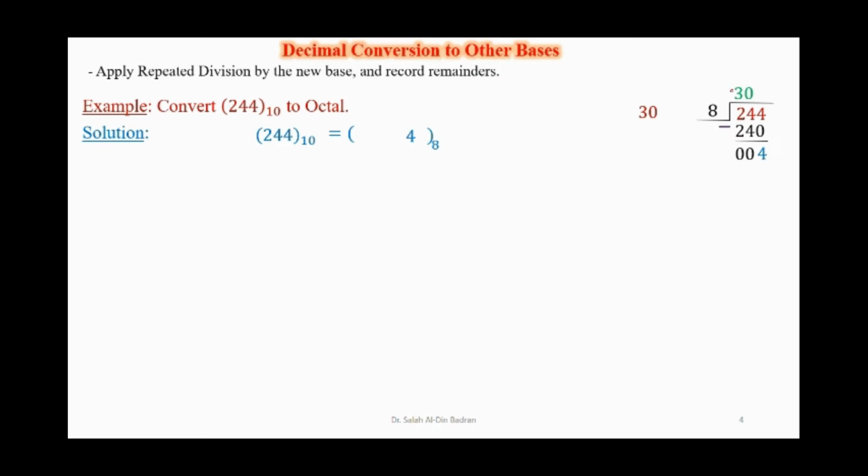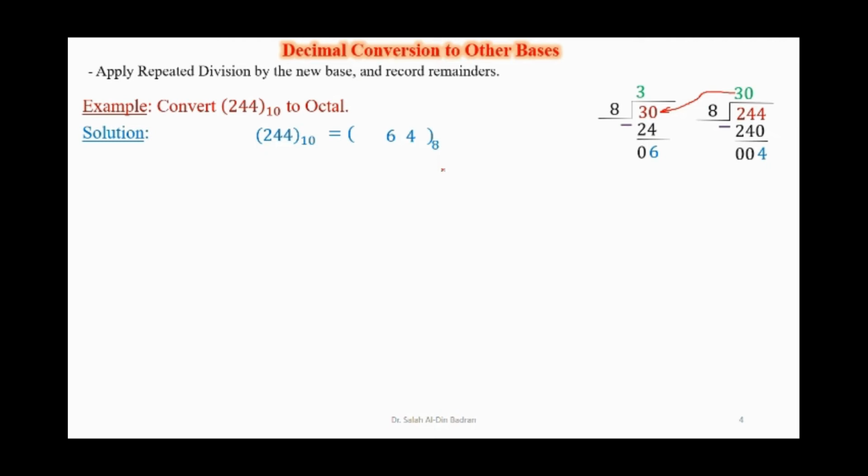Now we will take this quotient 30, use it as a dividend and divide it by 8. This is the result. The quotient multiplied by 8, the result is 24. Subtract numbers, you will get 6. You will use this number as the second digit of your octal number.